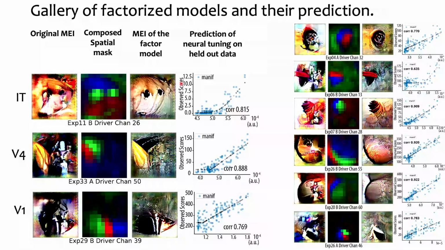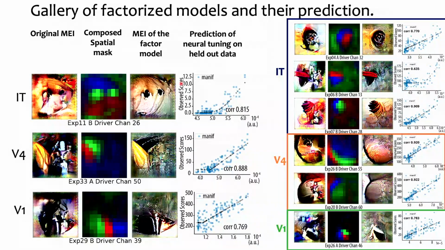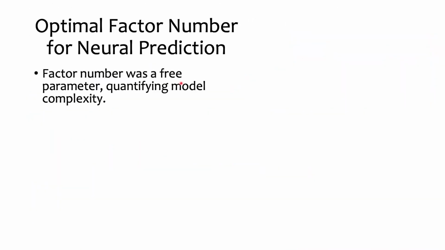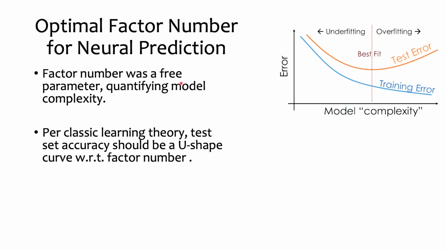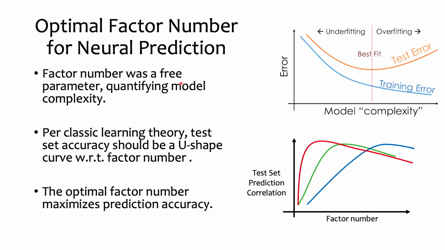Here are some more examples from IT visual cortex, V4 and V1. So you may ask, from this perspective, what is actually changing through the visual hierarchy? One thing we know is that our system has one free parameter, which is the number of factors you have. From learning theory, if you make your model very complex, you can regress more variance in your training set, but maybe have more test errors. So you have this kind of U-shaped curve in your train and test accuracies. So maybe we can find the optimal factor number by this cross-validation approach.